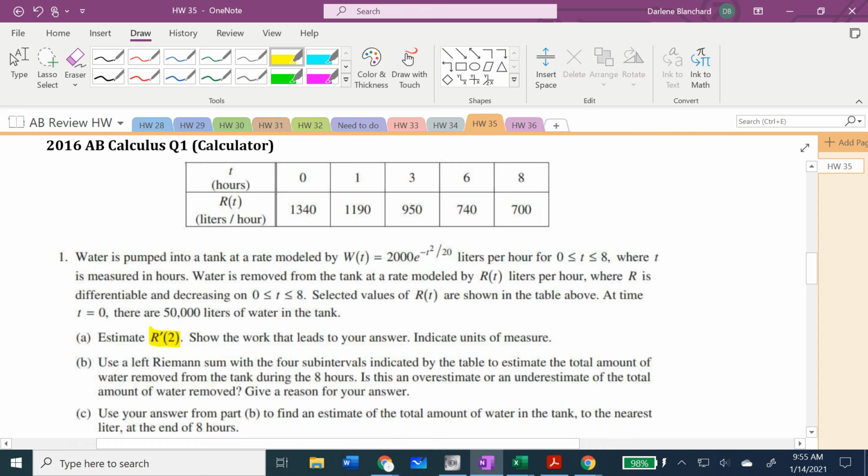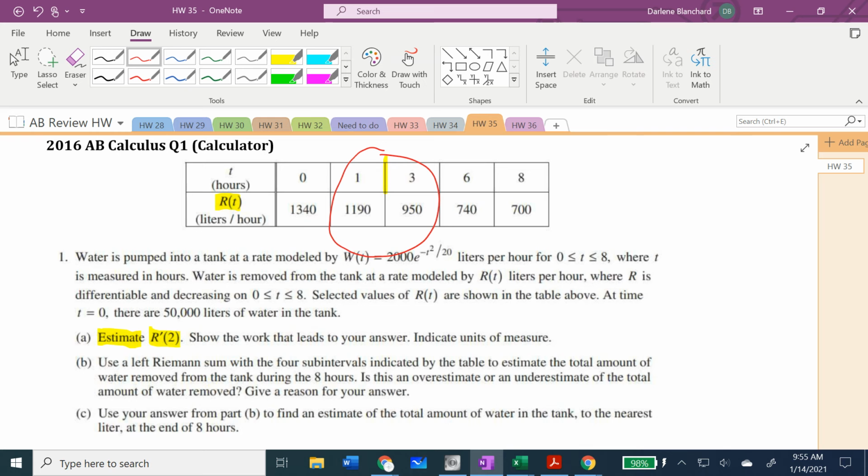Often, Part A does ask you with a table of values to basically throw down a slope formula. You have a table representing R, you're estimating R prime at 2. 2 is the t-coordinate between 1 and 3. That means you have to use the nearest 2 points and do a slope formula on those nearest 2 points. If for some reason 2 was one of the t-coordinates, then there are technically 3 slopes you're allowed to use, but you only need to use one of them.